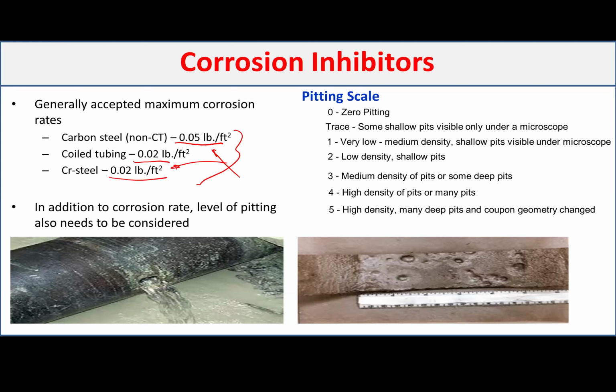Usually, as a completion engineer or production engineer working for the operator, you ask your surface company to provide this testing for you, and you check these 2 numbers. If you are having a carbon steel tube, you would like to be less than 0.05 pound per square feet. If you are injecting your acid through coiled tubing, or the downhole production tubing is a chrome steel, you need to be sure that you are less than 0.02. And you do the testing based on the reservoir temperature, and you do the testing based on the timing, the contact time that you have.